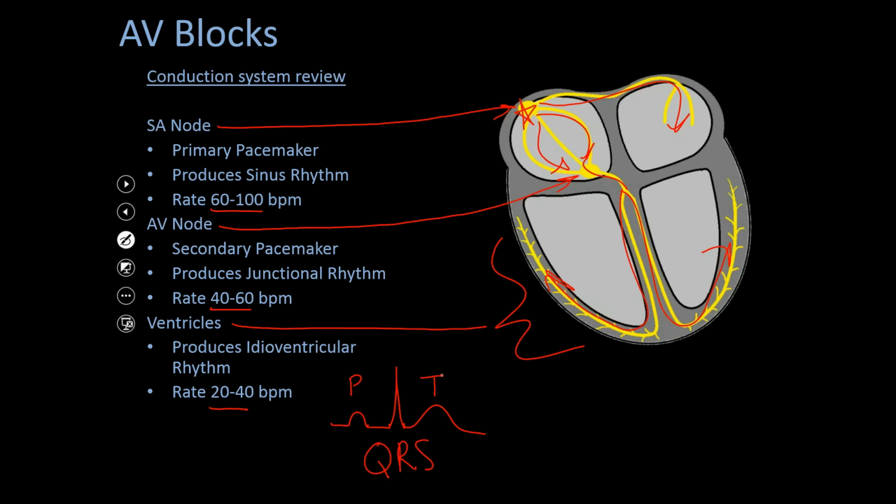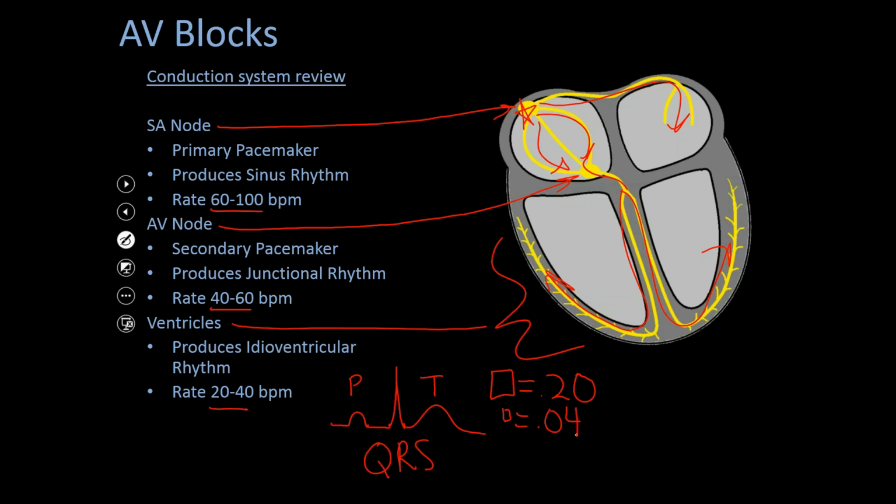Now let's talk just for a second about the ECG paper. Again, there are large boxes and small boxes. Each large box represents 0.20 seconds, and each large box has a number of smaller boxes in it, which equals 0.04 seconds.